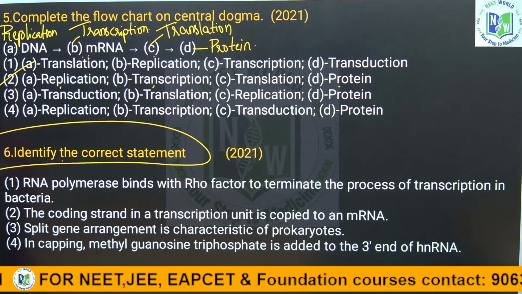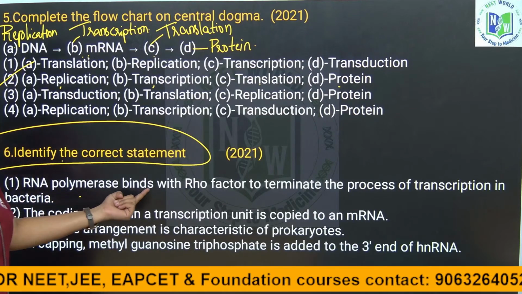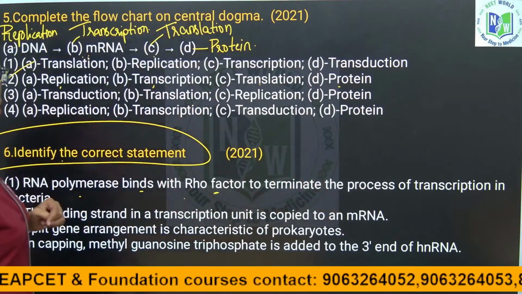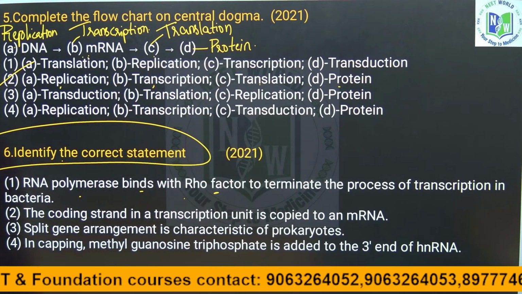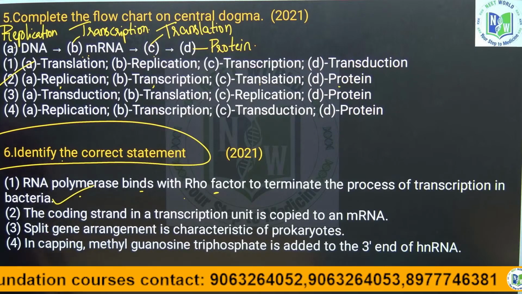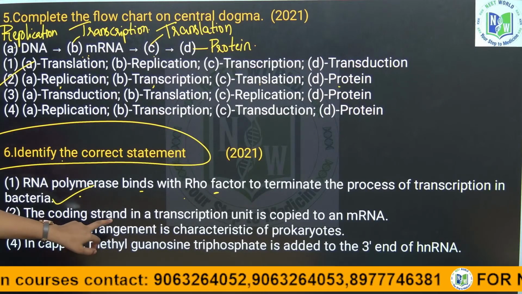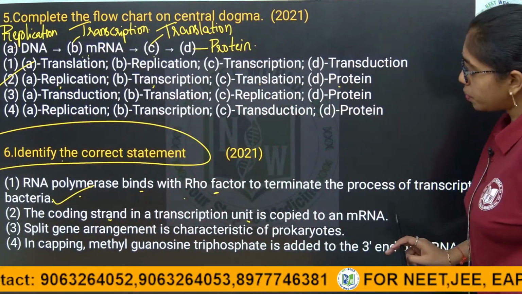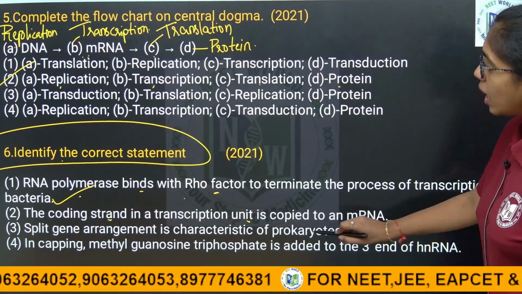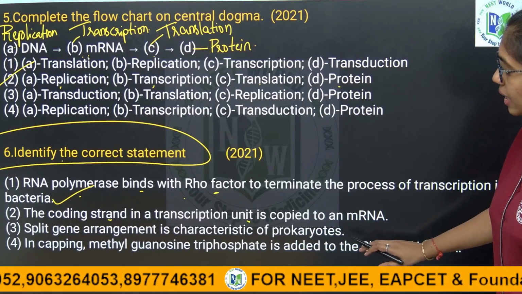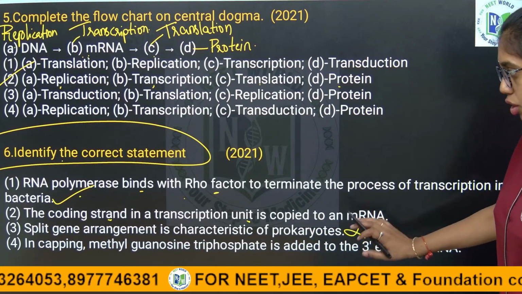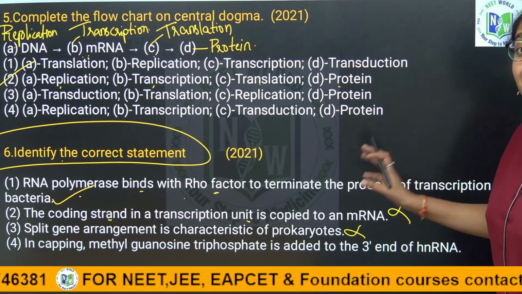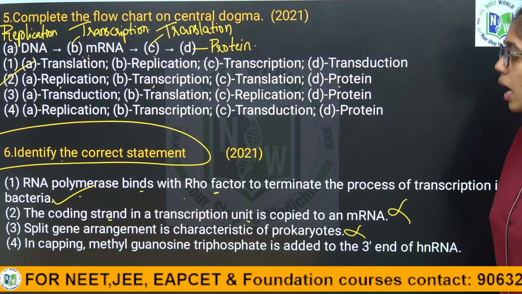Look into it properly, beta. RNA polymerase binds with Rho factor to terminate the process of transcription in bacteria, correct. The coding strand in transcription is copied to an mRNA, wrong. Split gene arrangement is the characteristic of prokaryotes, wrong. The coding strand is copied to mRNA, wrong. It is the template strand that is copied to the mRNA.